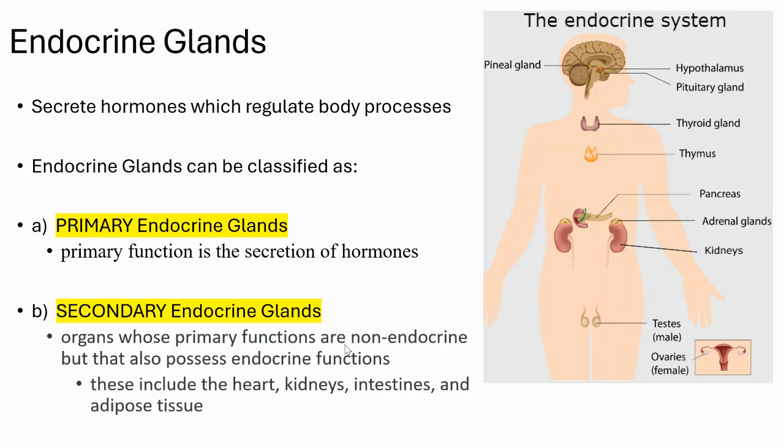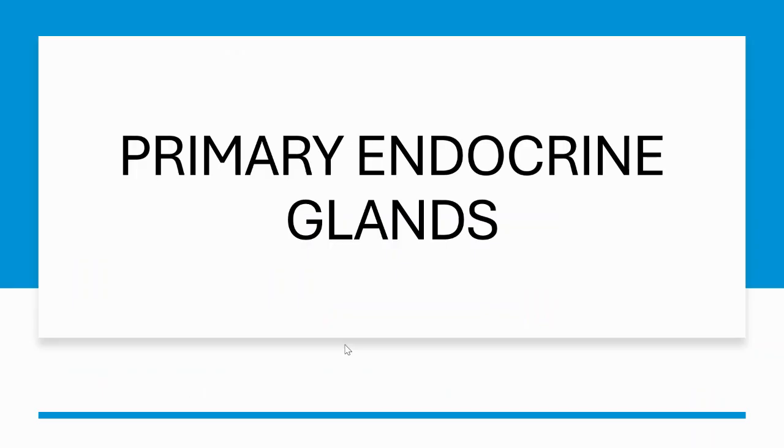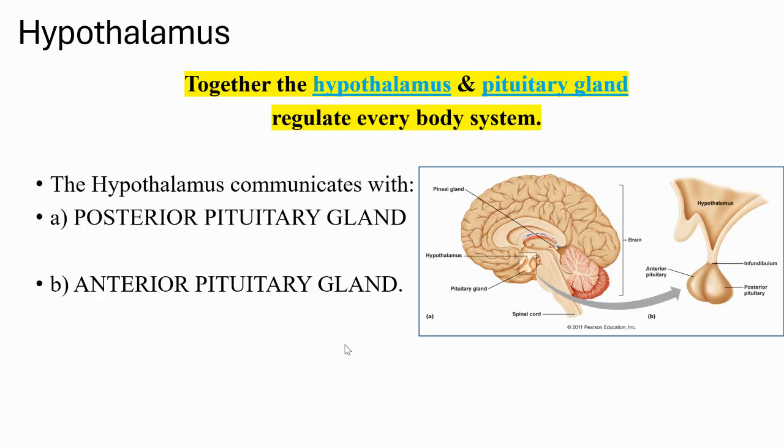So if you're looking at some of these, like kidneys, intestines, adipose tissue, and going, I didn't know those secreted hormones, that's because that's not their primary function. So that's why they're called secondary. Again, I'm not going to ask you if it's a primary or secondary endocrine gland. I just have those broken up this way in the PowerPoint. We're first going to talk about the primary ones. So the hypothalamus, of course, is our first one.